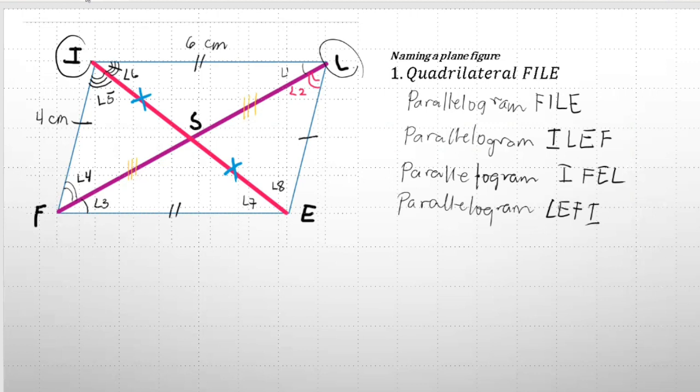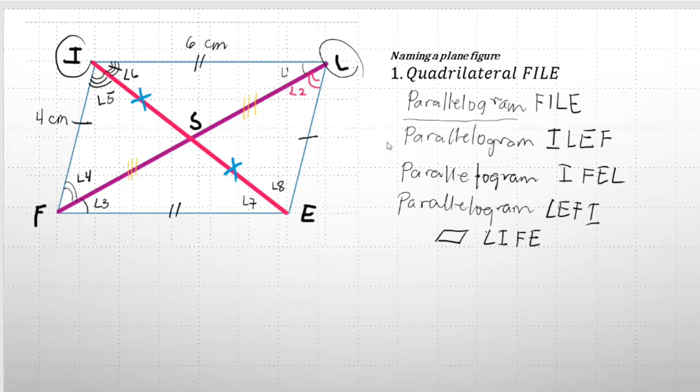And also, another naming of parallelogram, instead of writing the word parallelogram, we can use the symbol of parallelogram, or the shape parallelogram. So we can say that this is parallelogram LIFE. So these are the possible names of our quadrilateral. First, the name of the plane figure that we have, and the second is the letters of the vertices that we have, arranged chronologically, whether clockwise or counterclockwise.